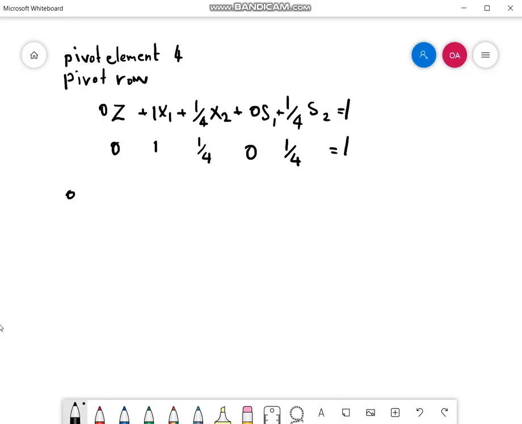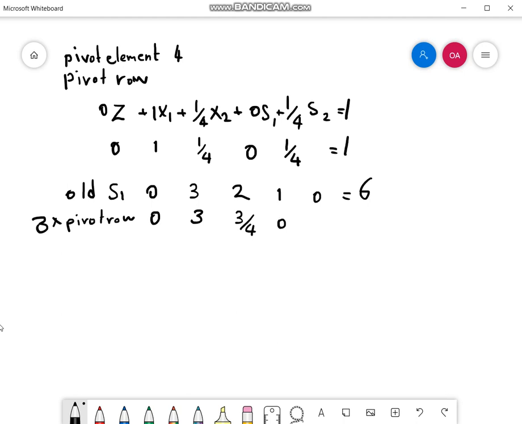So here's my old S1. I put the coefficients, which are 0, 3, 2, 1, 0, equal to 6. Then I'm gonna subtract the pivot row after multiplying it by 3. So 0 by 3 is 0, 1 by 3 is 3, 3 over 4, 0, again 3 over 4, which is equal to 3.